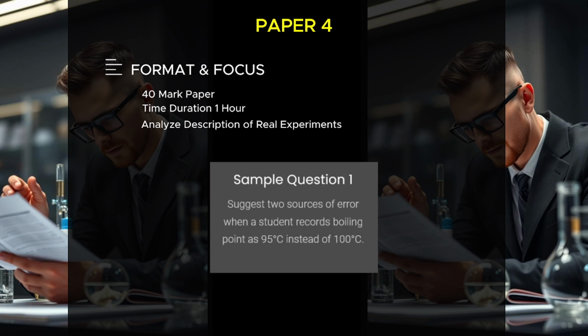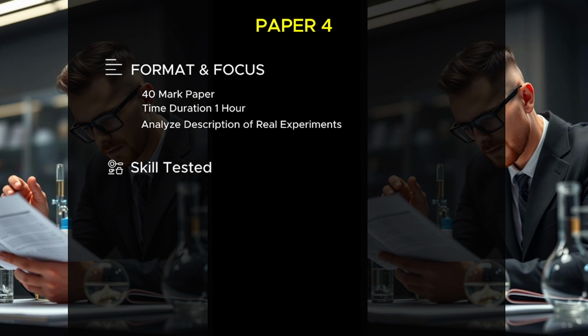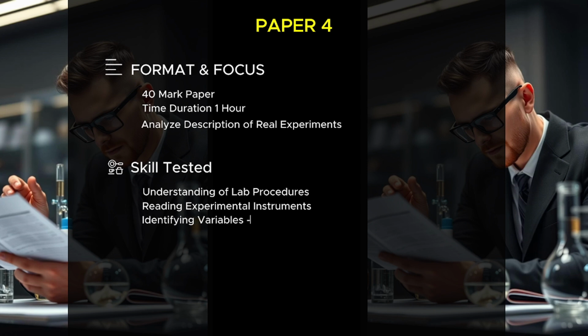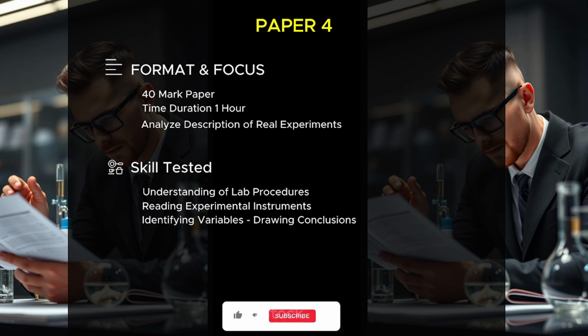For example, a sample question from a past paper says a student measures the boiling point of water but records 97 degrees instead of 100. Suggest two sources of error. The skills tested in paper 4 are understanding of lab procedures, reading instruments like a stopwatch, thermometer, or ammeter, identifying variables, drawing conclusions from experimental data.